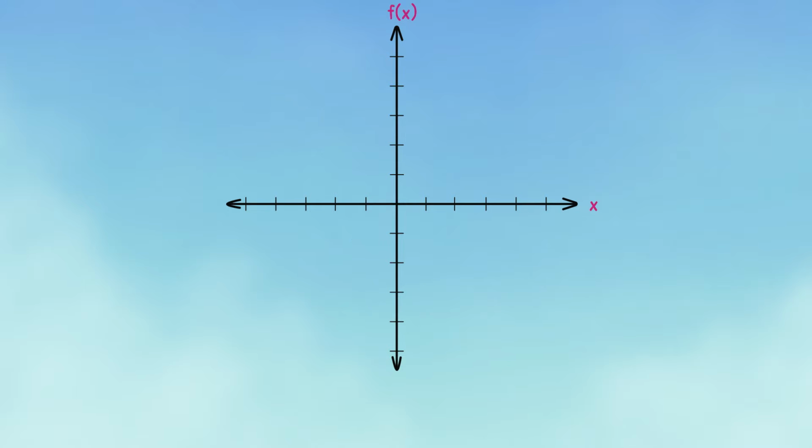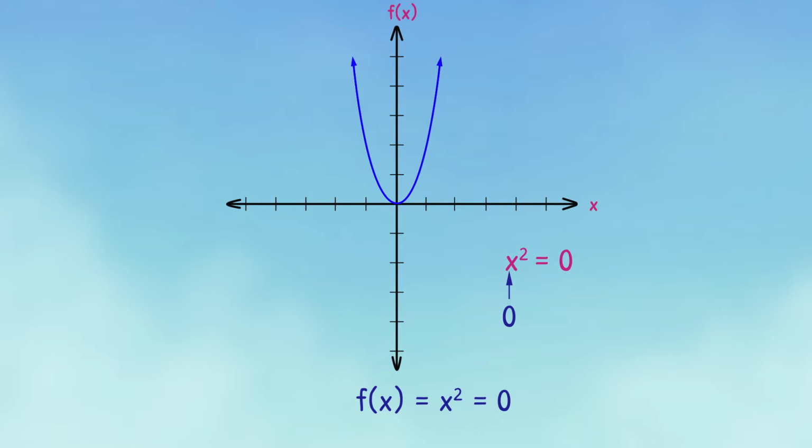We'll start with the simplest quadratic function, y equals x squared. Setting this function equal to 0 gives us the quadratic equation for this function. The only value of x which when squared is equal to 0 is 0 itself. Therefore, the quadratic function x squared has a single x-intercept at the point where x equals 0.